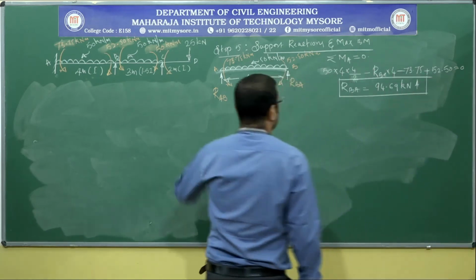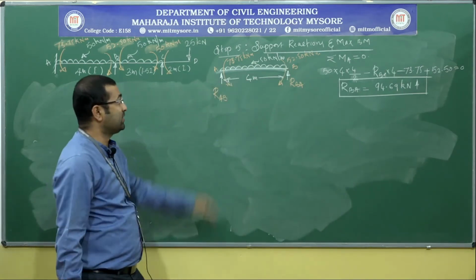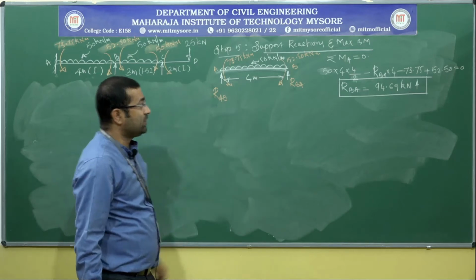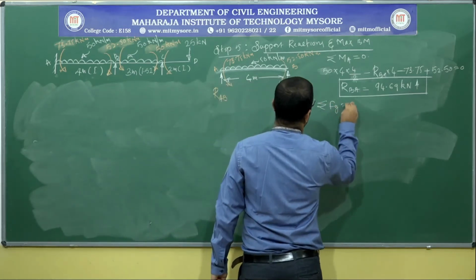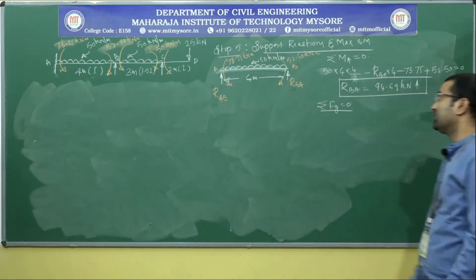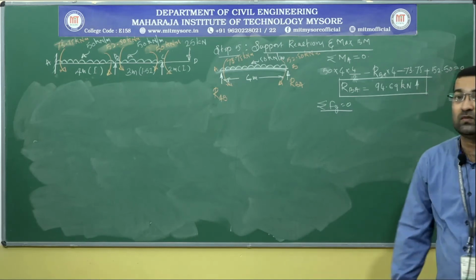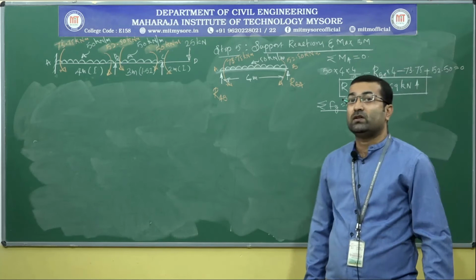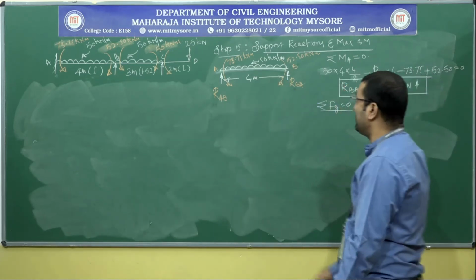Next, we have got one support reaction. The second thing is we need to determine the other support reaction, that is RAB. To determine RAB, let me impose another equilibrium condition, that is the algebraic sum of all vertical forces must be equal to 0. So in this condition, we need to consider all the vertical forces which are acting on the span AB.